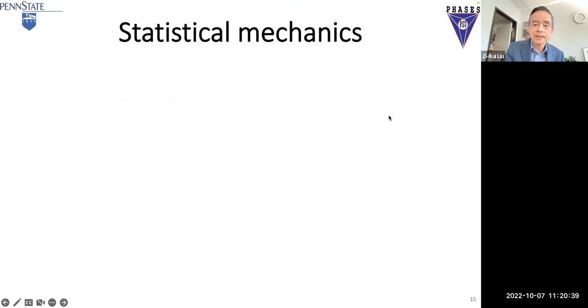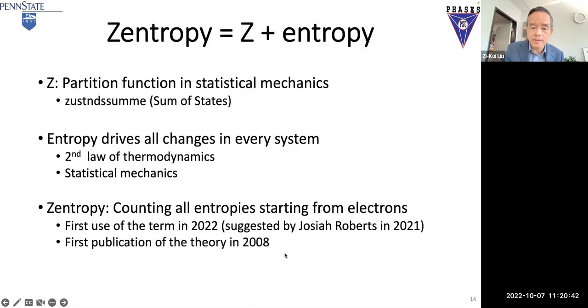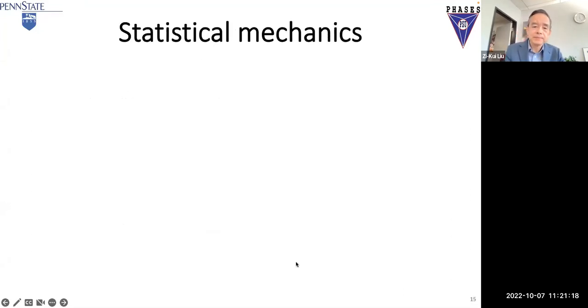The term Zentropy was suggested by a postdoc, Josh, in 2021 when I gave a talk like this. In 2021 we had COVID, so I gave a talk online. There were maybe 70, 80 people at the seminar, and they asked us questions. I was saying that we don't have a name for our approach. Josh said, oh, now you should call it Zentropy. Oh, we like it. So we call it Zentropy. We started using it in our publications, but the work we started is from 2008.